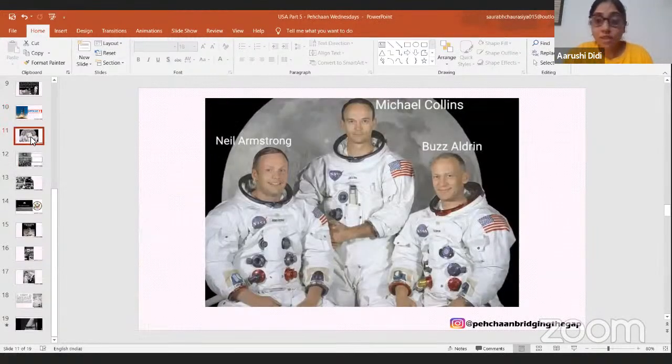So we saw the spaceship. The spaceship was Apollo 11. Now let's look at the 3 astronauts who were inside the spaceship. Of course, on the left hand side we have Neil Armstrong. Everybody knows, right? We must have read about Neil Armstrong. In the middle, we have Michael Collins, and on the right hand side, we have Buzz Aldrin.